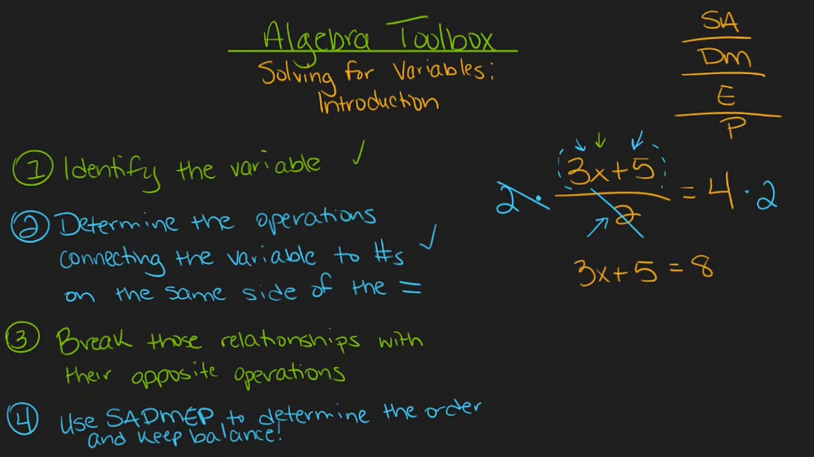So that means the first relationship I'm going to consider now is any subtraction or addition with the variable. We see that x is being added to 5, so I'll have to break that relationship. The opposite of addition is subtraction, so I know I'll be subtracting a value from each side. And what I have to subtract is the value that I'm trying to get rid of. I'm trying to get rid of the 5, so I will subtract 5.